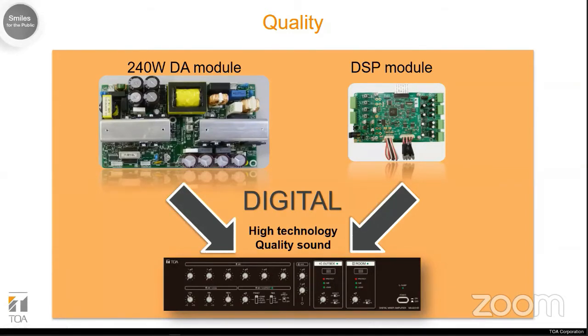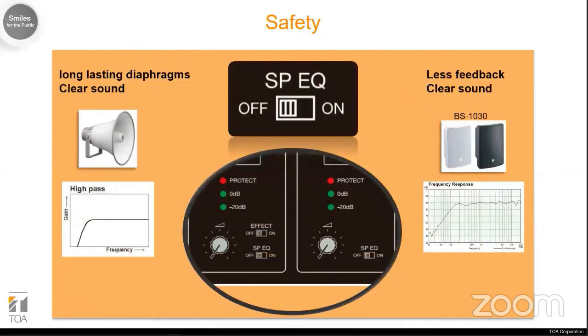Let's talk about the safety that we wanted to achieve. We have also managed to achieve safety of our speakers by incorporating the speaker equalization function for A, the outside area, and B, the inside area. For the outside area, you can switch on the effects. The effects here have been primarily designed to work very well with the TOA TC631M and 651M horn speakers.